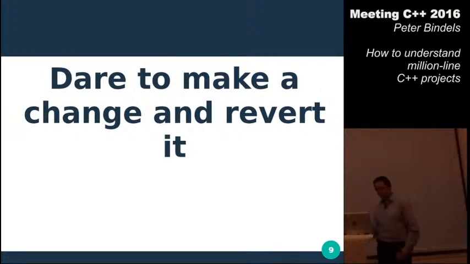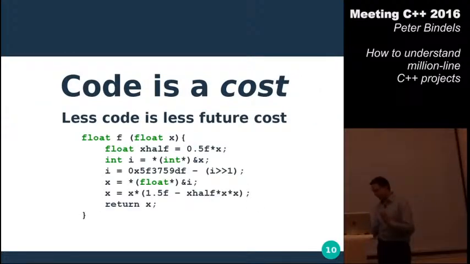And one more thing that you can learn from it is that actually code is not something you should treasure. Code is a cost. There's a function there. Does anybody know what it does? It's a very, very well-known function. The only thing I changed about it is the name. It is the inverse square root.